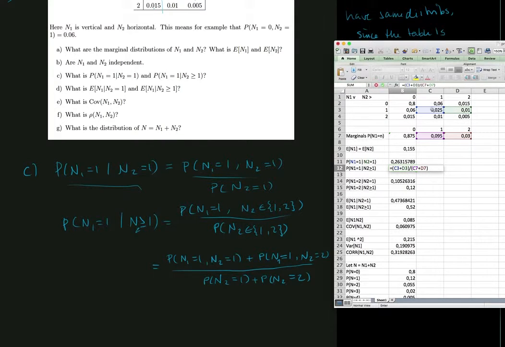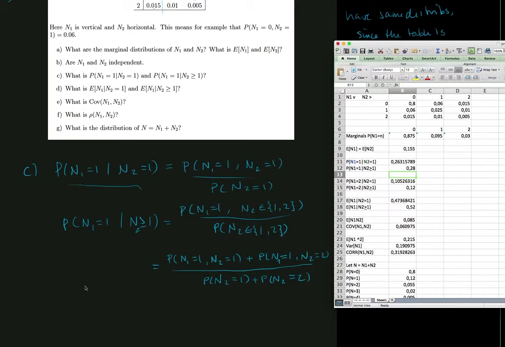So we add these two probabilities. So the probability that N1 is 1 and N2 is 1, it's this one, and then the probability that N1 is 1 and N2 is 2. And here below, we add the probability that N2 is equal to 1 and the probability that N2 is equal to 2. So it's a ratio of two sums. And that gives us 0.28. So that's the answer for C.